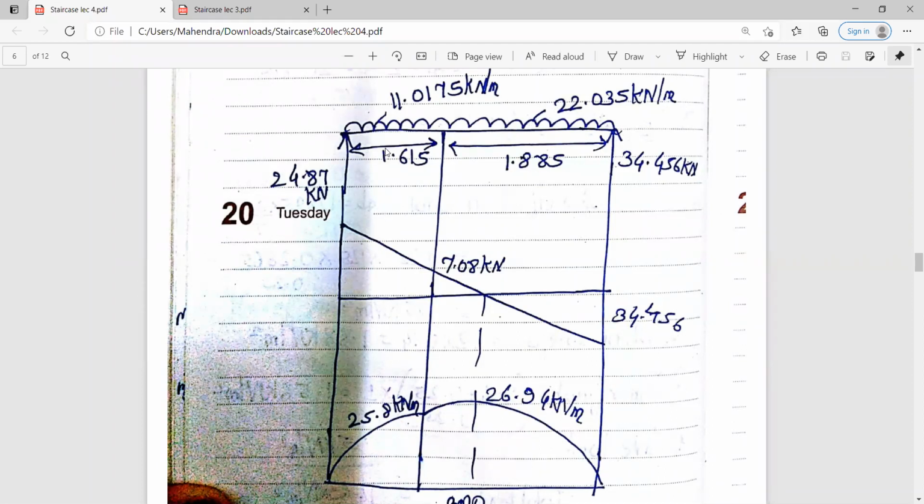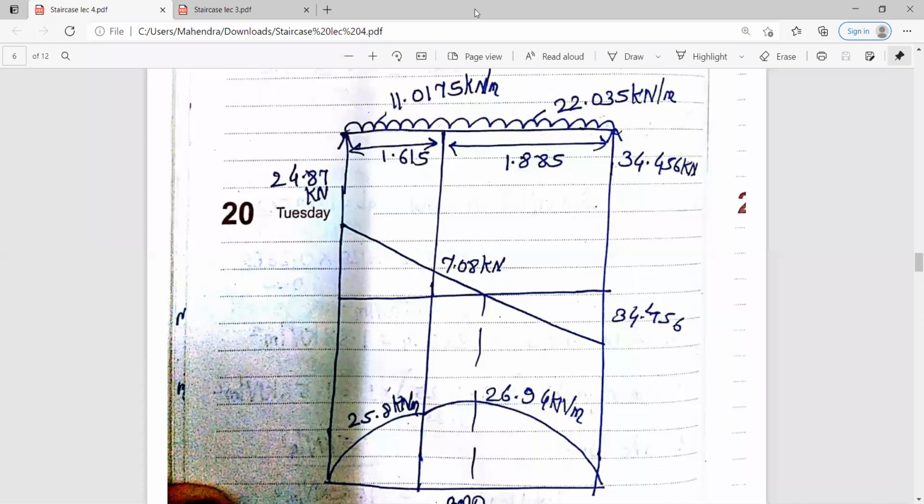Now you need to calculate the distance. To calculate the distance, the size of the landing was 1500. Total is our 3.5. The landing is 1500, that is 1.5, plus the beam thickness we added, 230. So 230 divided by 2 is 115. When you convert it into meters, that is 0.115. 0.115 plus 1.5 gives you 1.615.